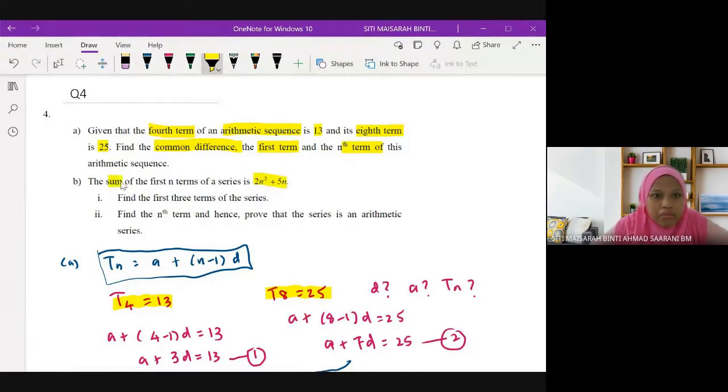Find the nth term. Hence, prove that the series is an arithmetic series. So first we have to find the first three terms T1, T2, T3, and then find Tn, and then prove that the series is an arithmetic series. The "hence" here means we have to use Tn.